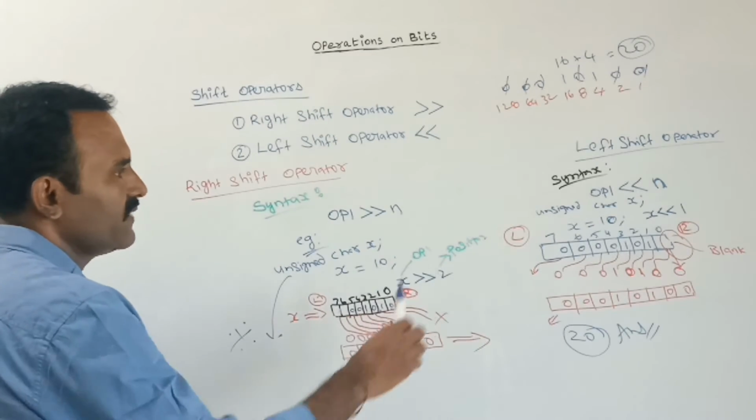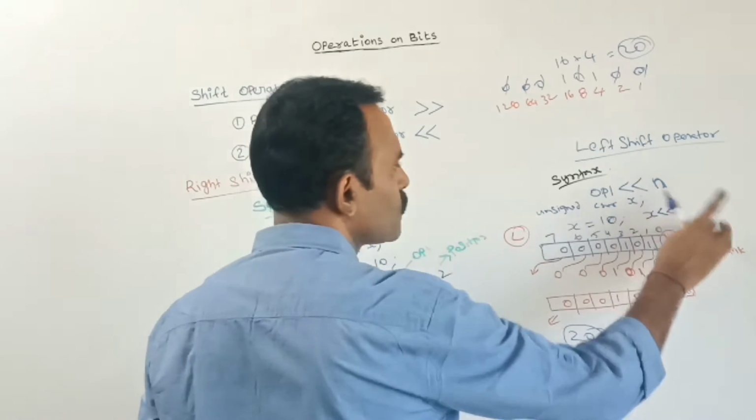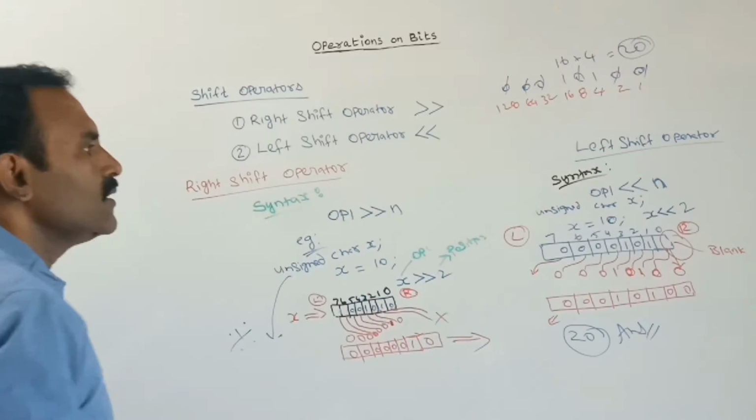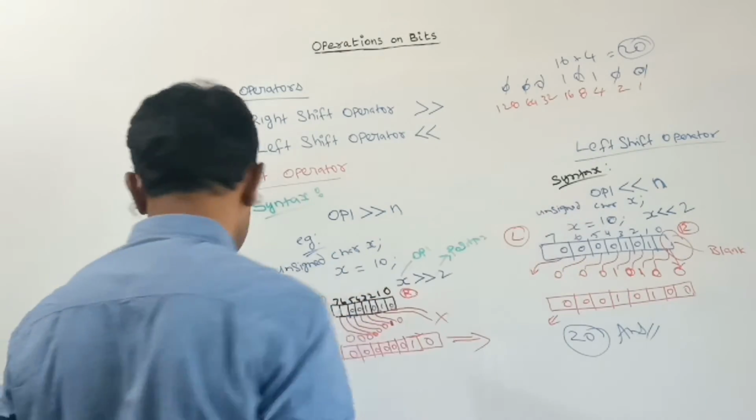In a similar way we can shift it. Suppose you give 2 here, then 2 positions move towards the left direction.